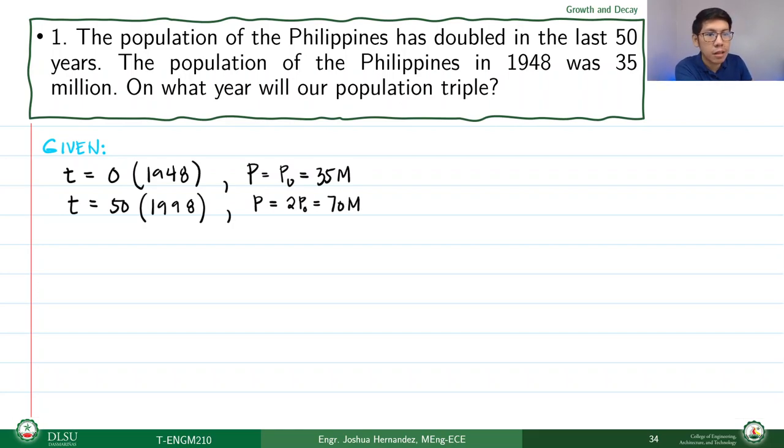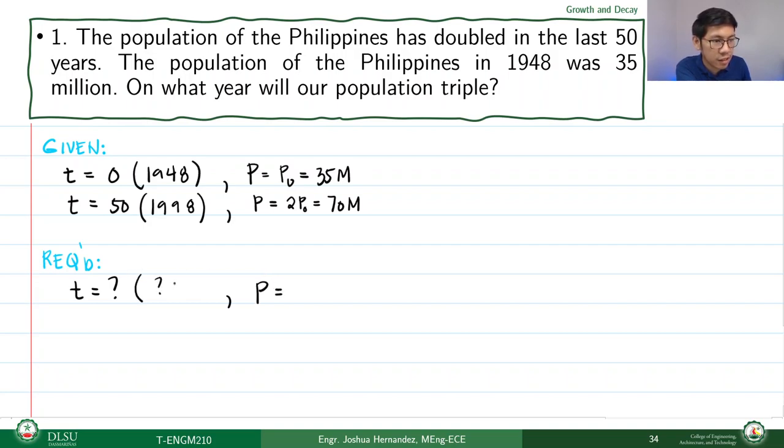Right? Now the question is this. Required. Question is, what year will our population triple? What year? Ano daw yung time required para makakuha ng population na tripled. So that's 3 P naught or 3 times 35, that's 105 million. Tama? Yun. Next, let us now try and understand this by analyzing the problem.